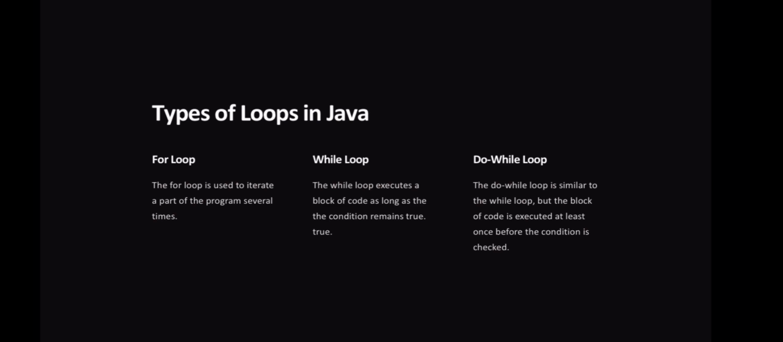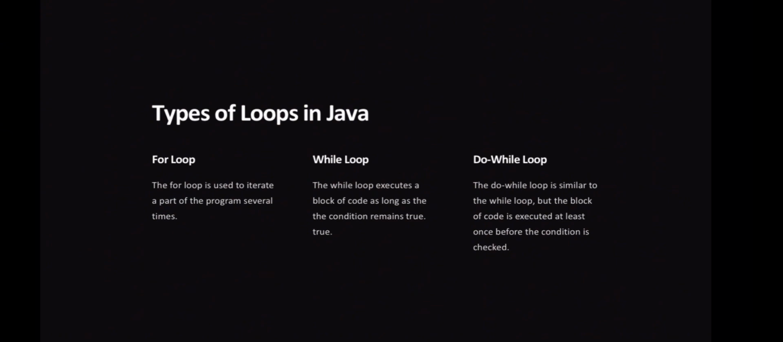The while loop executes a block of code as long as the condition remains true. And the do while loop is similar to the while loop, but the block of code is executed at least once before the condition is checked.